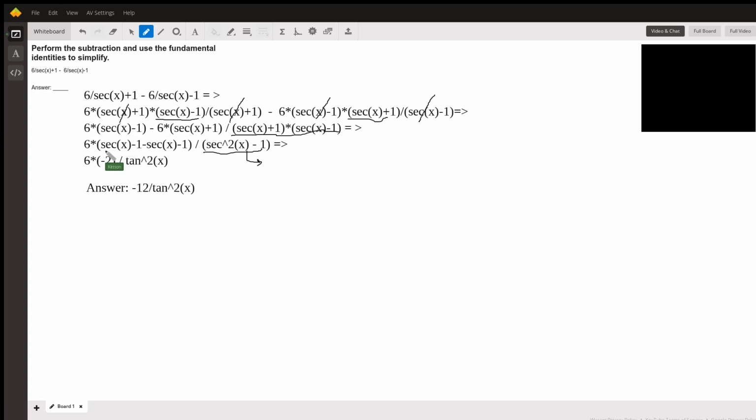Then we cancel secant x and negative secant x. And then negative 1 minus 1 is negative 2. Negative 2 times 6 is negative 12. So the final answer is negative 12 over tan squared x.